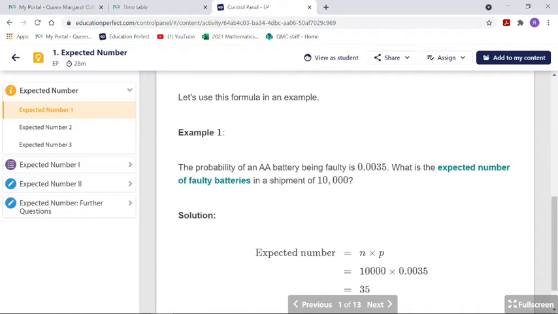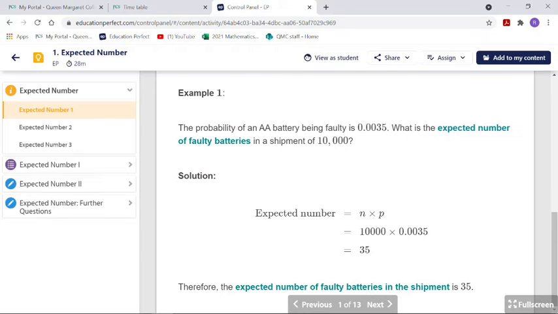The probability of a AA battery being faulty is 0.0035. What is the expected number of faulty batteries in a shipment of 10,000? So 10,000 batteries is how many we were looking at, right? So that's our N. We're given the probability. All we need to do is take that 10,000 times our probability and it tells us that 35 batteries would be faulty. Now, here is the key to success with this question: the expected number of faulty batteries in the shipment is 35. If you do not answer in a complete sentence, you will not get credit for these. So be careful. Make sure you're answering in a complete sentence, all right?